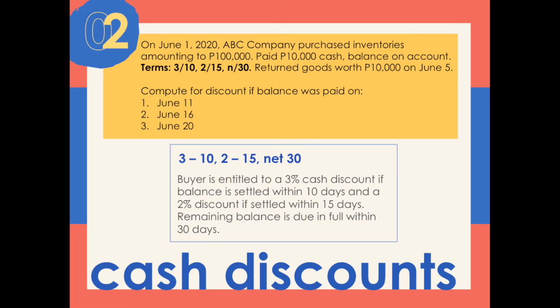For this problem, the terms are 3/10, 2/15, net 30. This means that the buyer is entitled to a 3% cash discount if the balance is fully settled within 10 days and a 2% discount if settled within 15 days. The remaining balance is due in full within 30 days.